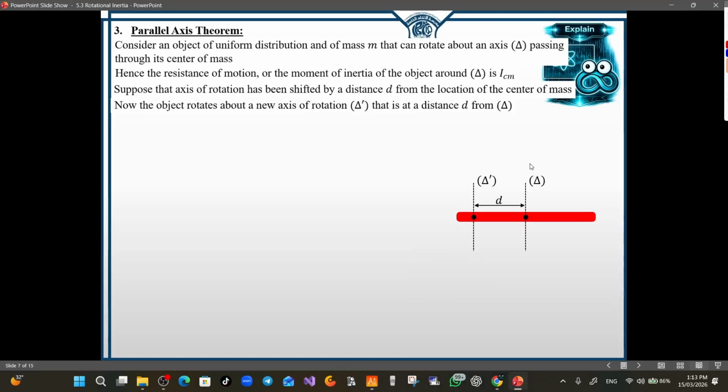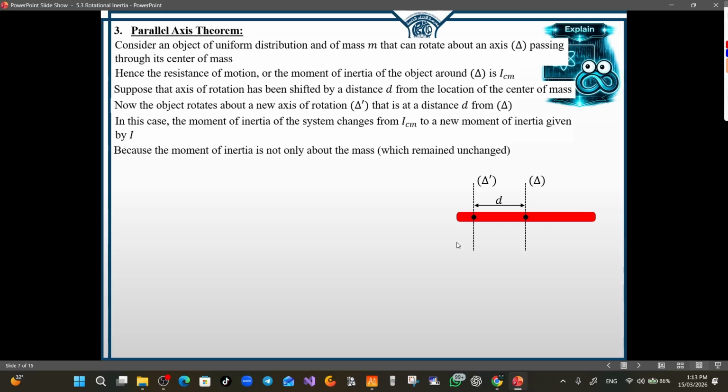Now the object rotates about the new axis of rotation delta prime, that is a distance d from delta. In this case, the moment of inertia of the system changes from I center of mass to a new moment of inertia given by I. Because the moment of inertia is not only about the mass, which remained unchanged, it's also about the distance between the axis of rotation and the mass, or in other words, the mass and its distribution around the axis.